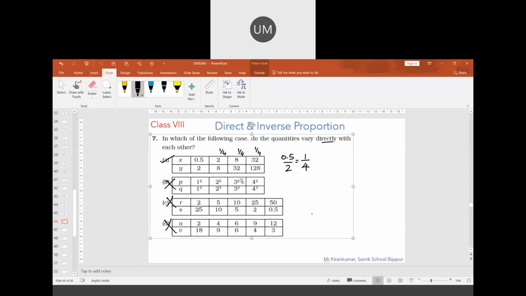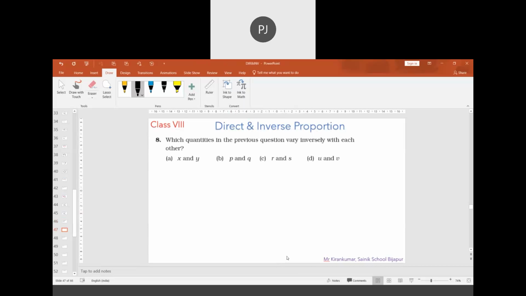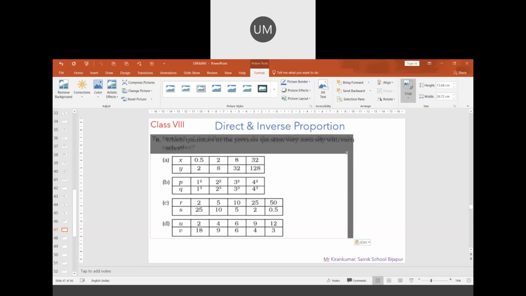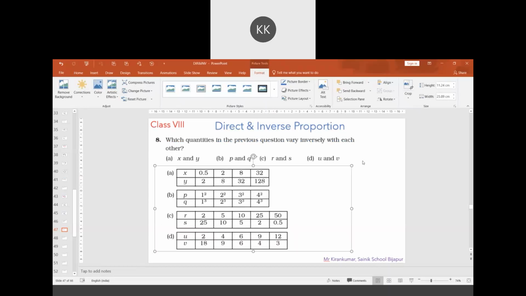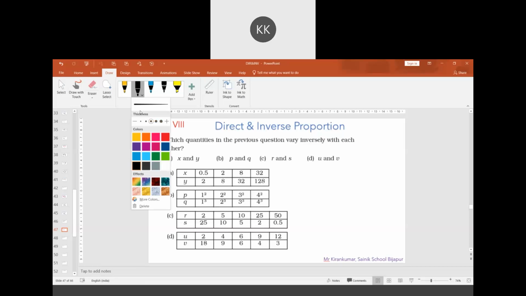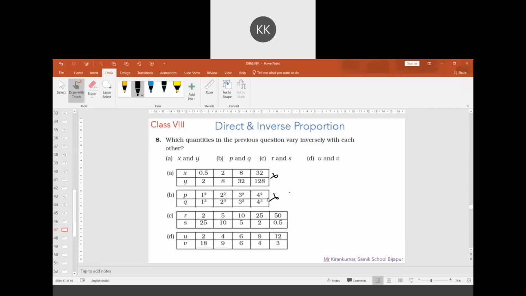Why? In option C, one increases and the other decreases. In option R and S, the product has to be constant, isn't it? If it is inverse proportion, the product has to be constant. Here, when we look at the product, this product will be 1, this product will be 16. So this is not possible. 4 eights are 32, not possible.